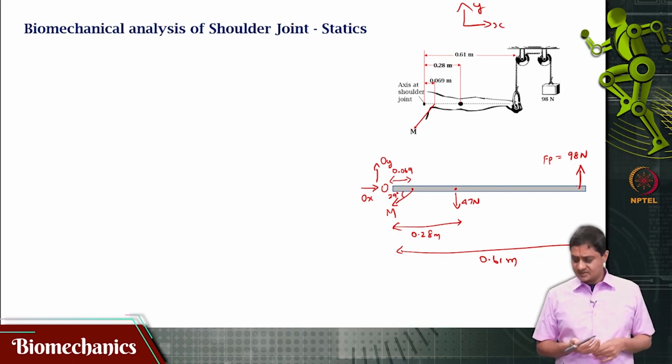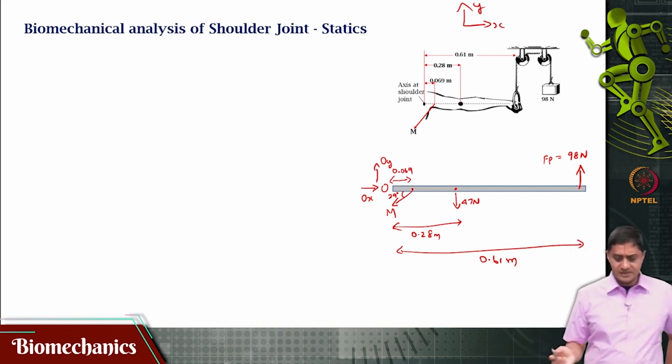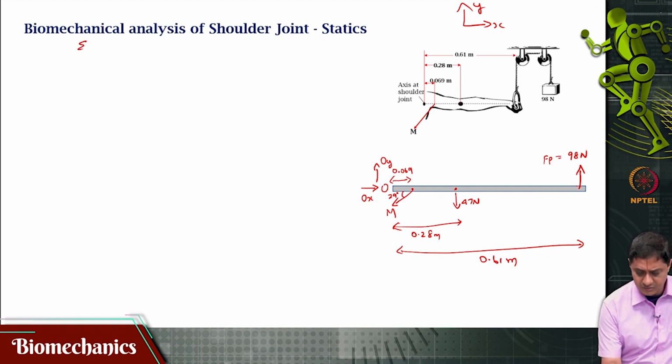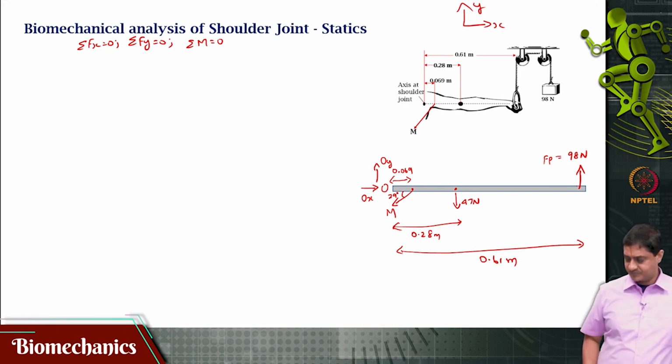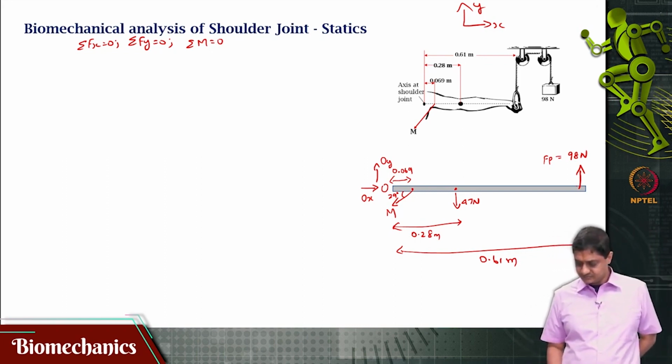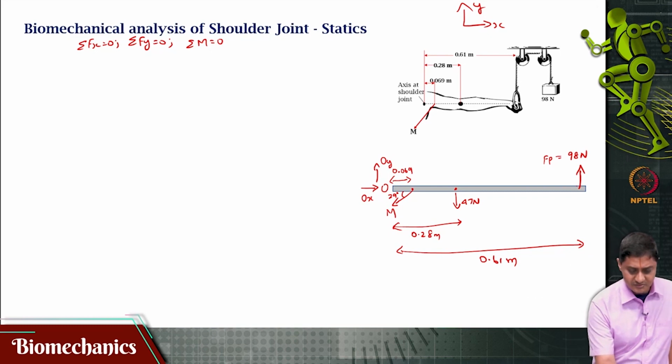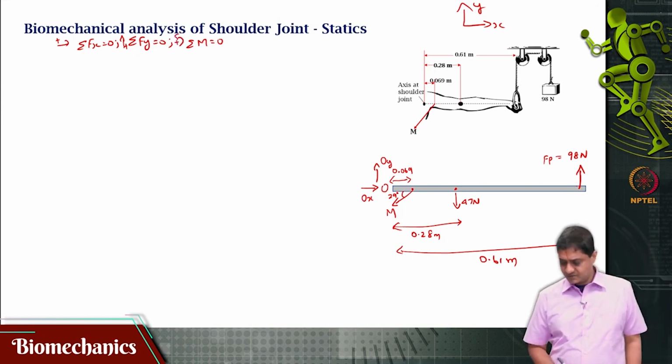And it seems like I can solve for this muscle force simply by writing out the moment equation. Let us write out the equations of static equilibrium. Those are sigma Fx equal to 0, sigma Fy equal to 0 and sigma M is equal to 0. Sigma Fx, this is considered positive, this is considered positive. The moment counterclockwise is considered positive.